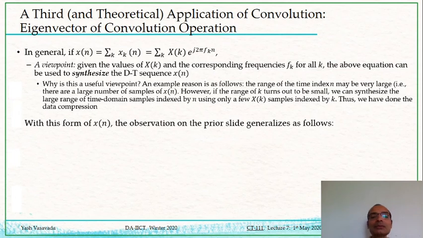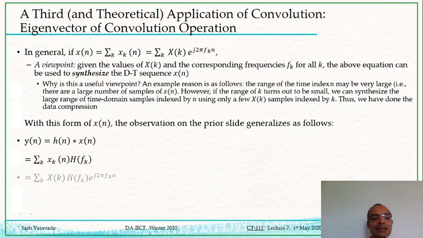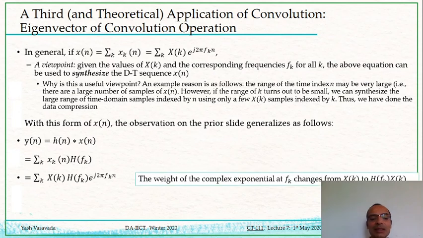And so now we just extend our earlier calculations, and we see that now the output is just the weighted summation of the complex exponentials, except the weight which was just x of k before, meaning the weight of the complex exponential at frequency f of k. At the input it was capital X of k. At the output, that weight has changed from x of k to h of f of k times x of k. What is h of f of k? It is this capital H polynomial evaluated at frequency f of k.